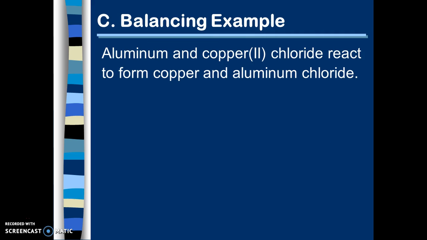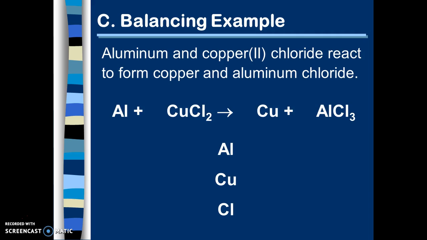So let's look at another example. And this is an example now where it's given to you in written form. So not only do you have to balance it, but first you have to write down the proper chemical formulas. So we have aluminum and copper 2 chloride react to form copper and aluminum chloride. So the first thing we need to do is write down the proper formulas for each. So we have aluminum reacting with copper 2 chloride, CuCl2, to form copper and aluminum chloride, AlCl3.